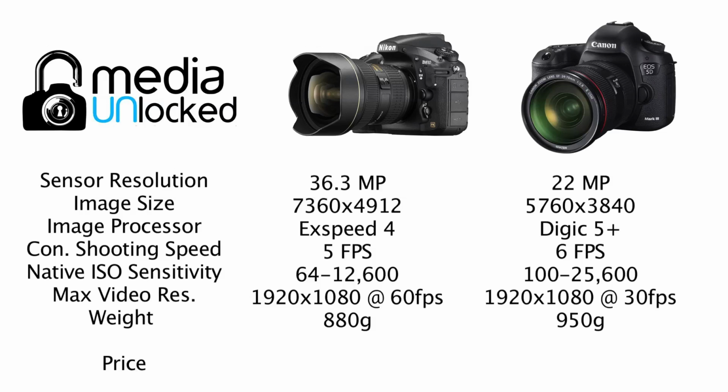Now for price, the Canon 5D Mark III has been out on the market for a little while and still holds its value at $3,399. Now the price for the Nikon D810 is going to come in at $3,279. It's going to undercut Canon by about $100, and for that you're getting a higher sensor resolution, higher image size, better video quality, and a lighter camera than the 5D Mark III.